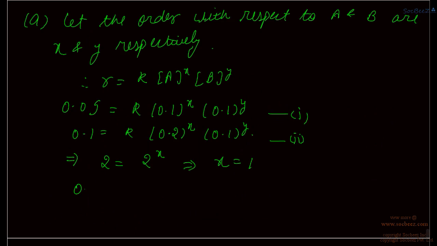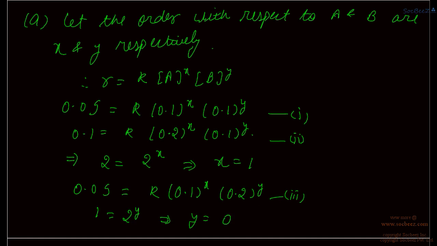Now, observe the third reading that we are given. So 0.05 equals k into 0.1 to the power x into 0.2 to the power y. Let this be third. Now dividing third by first, we get something like 1 equals 2 raised to the power y. So from here, value of y equals 0. Therefore, order of reaction with respect to A is 1 and with respect to B is 0. Therefore, overall order of reaction is 1.